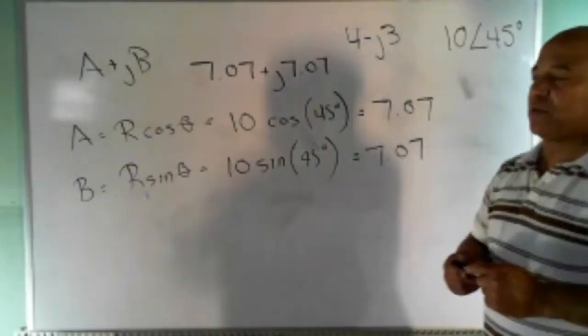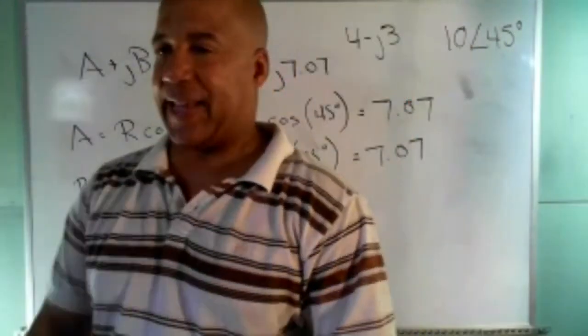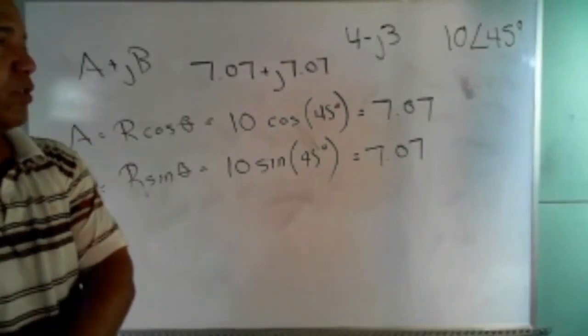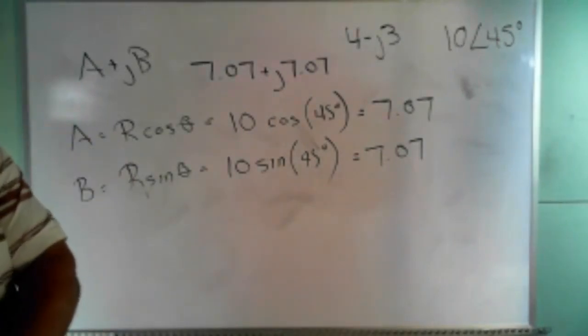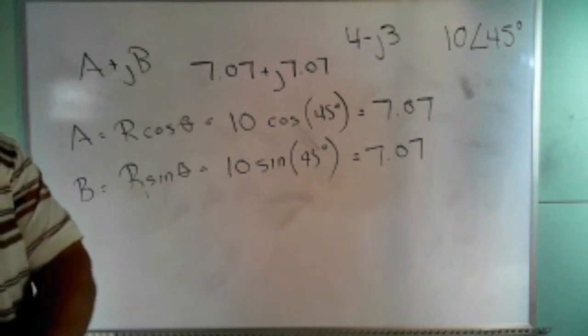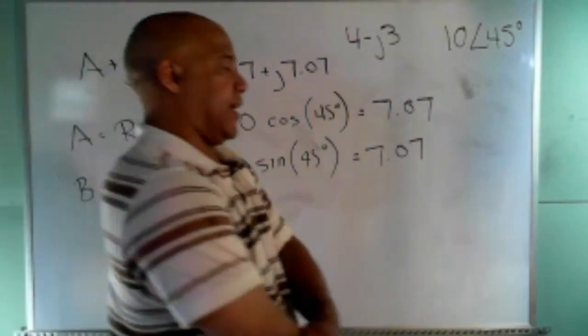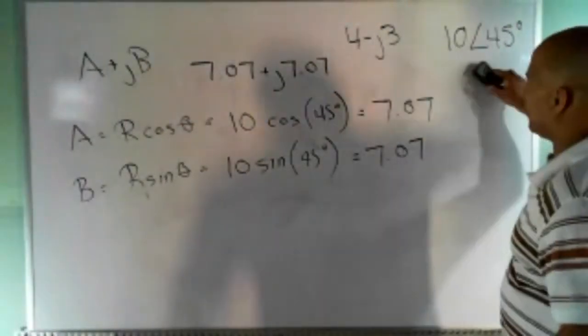You should be able to do that really, really fast. So you want to get used to working with these complex numbers. You got to be able to go from one form to the other form really fast. And the reason is, here's why.